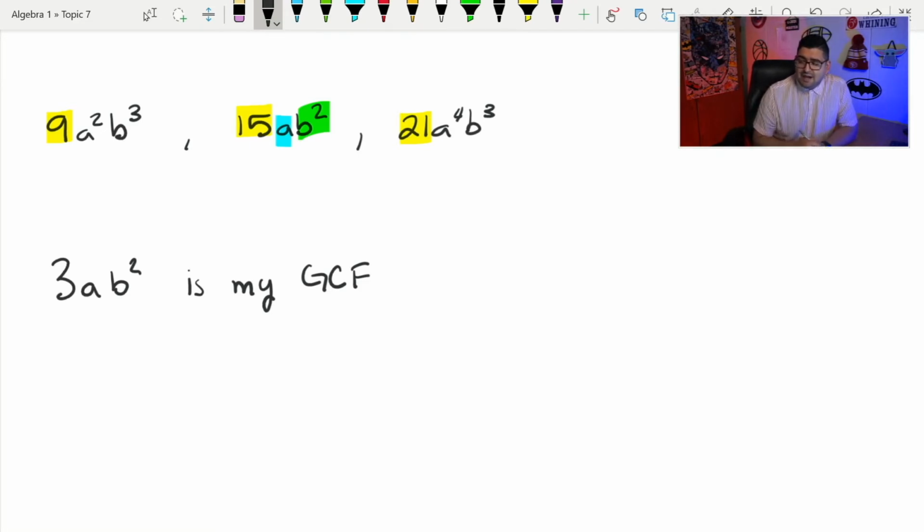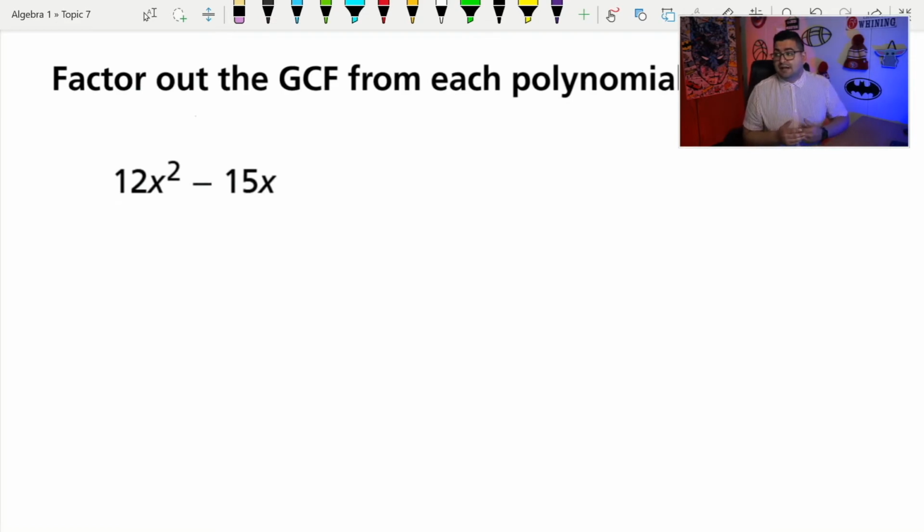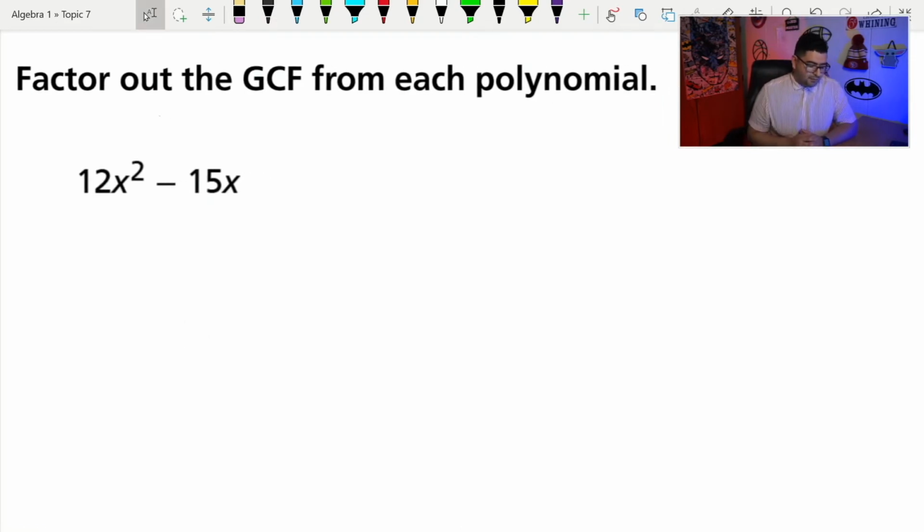So now what we're going to do is, this is the first step in factoring. We're going to go ahead and factor out a polynomial. But the reason why we covered this first is because we need to know how to find the greatest common factor. Okay, so here it asks us to factor out the greatest common factor from each polynomial. So first, let's go ahead and find out what is the greatest common factor.